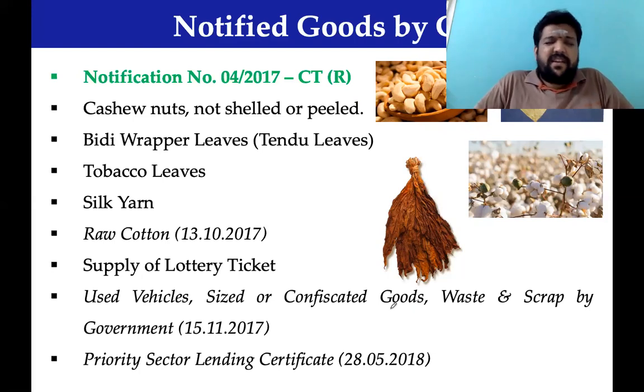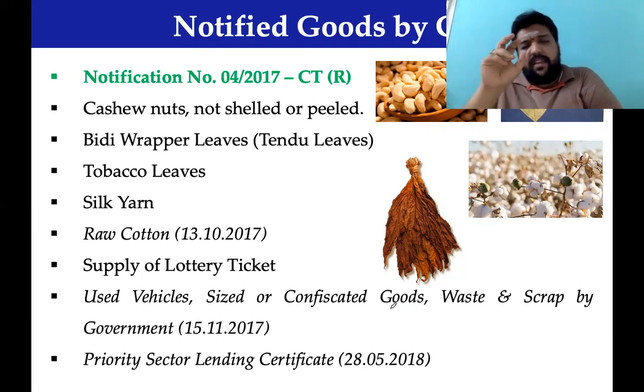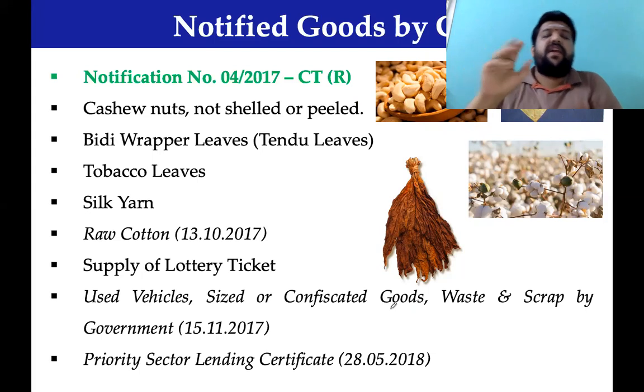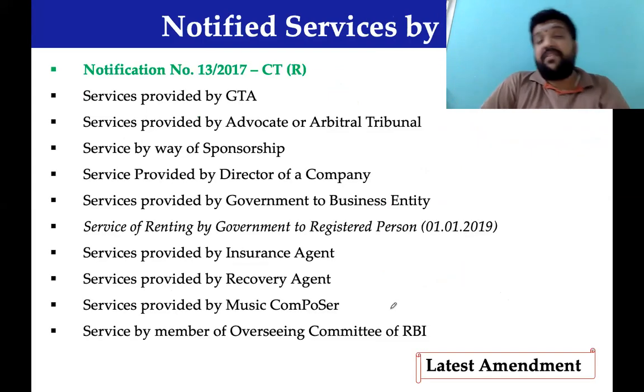For the time being, understand cashew nut, PD leaf, used vehicle of government, silk yarn, tobacco, all these products. On all these products, no doubt, the recipient of those goods are liable to pay. Similarly, on services. Could be your transportation services of GTA, freight, preferably lorry freight, advocate services, director services, services by government, insurance agent, recovery agent, all this is already known to you.